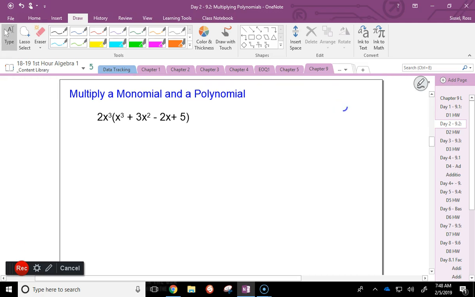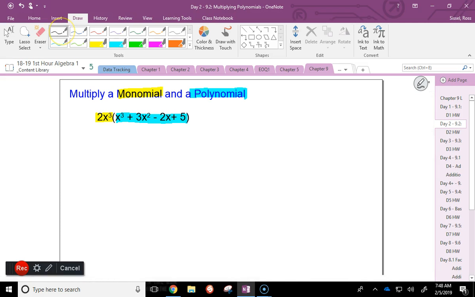When we multiply a monomial and a polynomial, first, my monomial. This makes us sound really smart. This is why I like it. It makes me sound smarter than I really am. Because it's pretty simple. It's just our regular distribution. My monomial is just one term, remember? So I have 2x cubed. And then my polynomial was my x cubed plus 3x squared minus 2x plus 5.